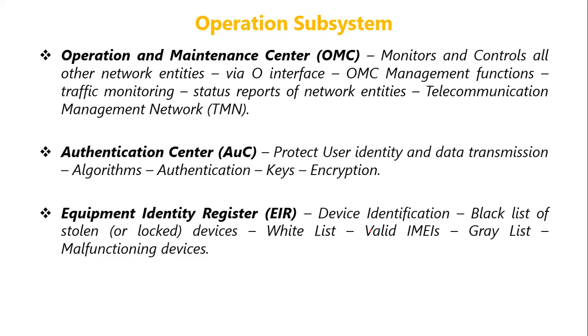Okay. The Equipment Identity Register also contains a whitelist. The whitelist represents the set of valid IMEIs, that is, International Mobile Equipment Identities, or valid mobile phones. It also contains a grey list, which contains a list of malfunctioning devices. So this is the brief introduction to the GSM architecture.